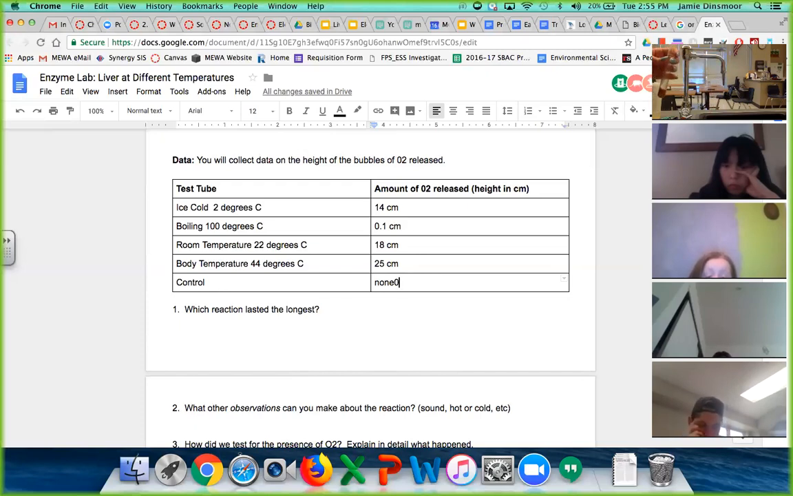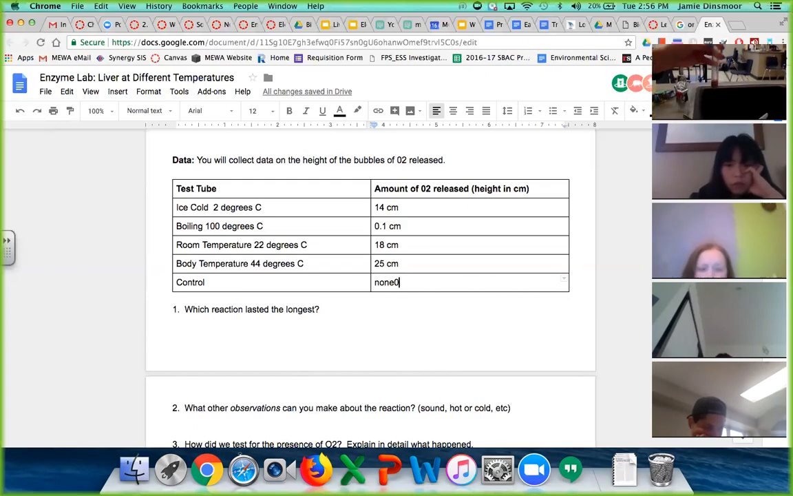So the other question you guys should be thinking is, well, how much hydrogen peroxide are you going to put, right? Am I just going to pour it in? Yes, but I'm going to do the same amount. I'm going to do 25 milliliters of hydrogen peroxide each time that I pour it into the liver. So here comes our first one. Drum roll.